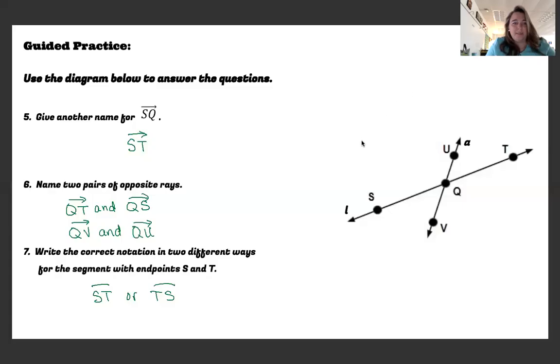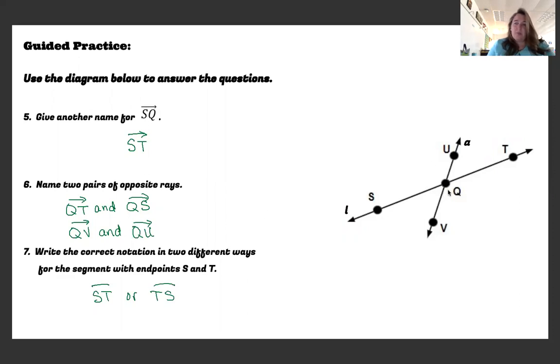Okay, welcome back again. So the first one asks us to give another name for ray SQ. So if I'm looking on my diagram here, ray SQ would start here at S, and then it needs to extend infinitely in the direction of Q. So that would be this way. So the ray would be starting here, going this direction forever. So another way that I could name that, I still have to start with S as the beginning point, but I need to have a different point that's on the ray, extending in the infinite direction. So T would be the right one. So ray ST.